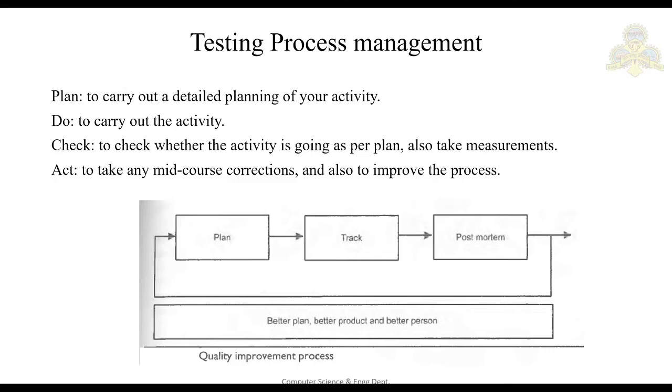To deliver quality software, a process-oriented approach is a must. That means you have to plan your work, then you have to track the work, and after the work is completed you have to do a post-mortem analysis to find out what went wrong and what went right. Based on the analysis, you then have to improve your process. So here is the diagram for the same.